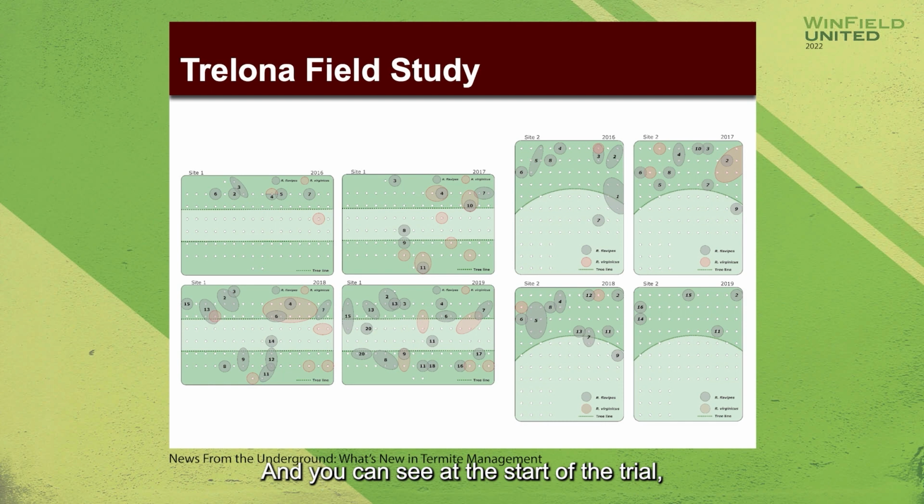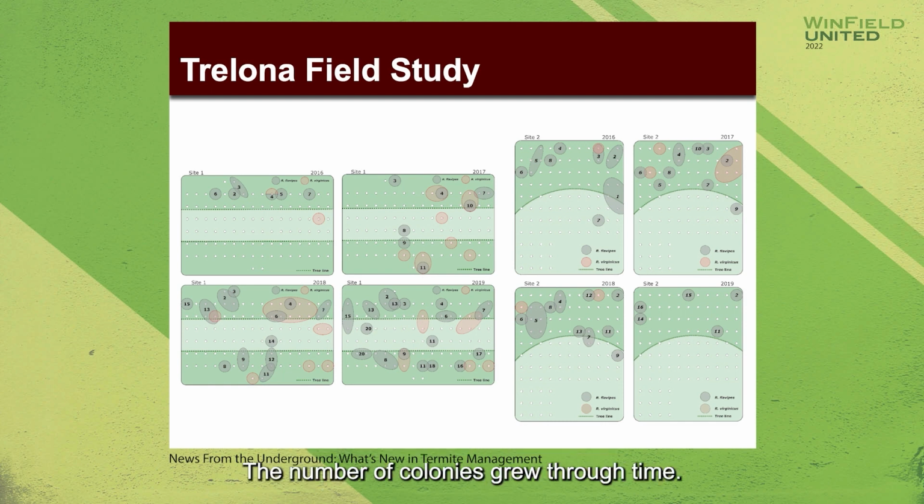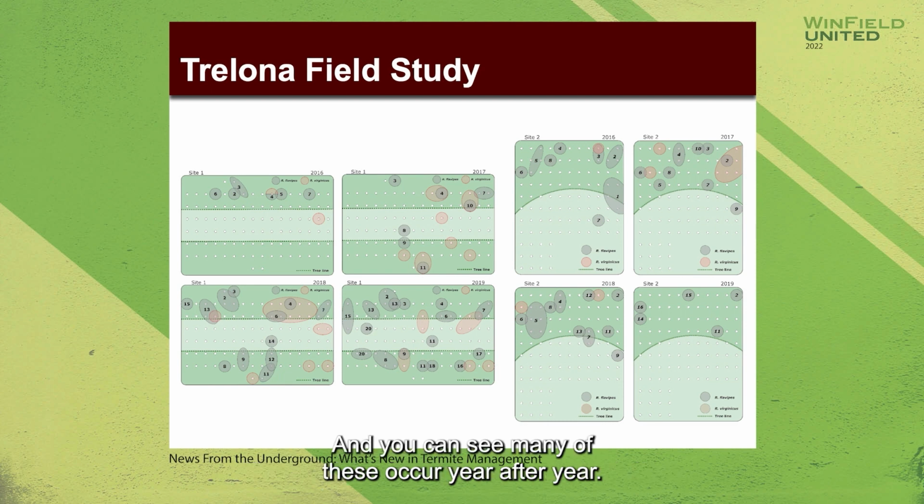So what you're looking at here are both of those 2 field sites through 4 years, so 2016, 17, 18, and 19. This was our control site, and you can see at the start of the trial, we had a number of numbered and named colonies. The number of colonies grew through time. And you can see many of these occur year after year. Now, they may be in a slightly different location, like this colony number 3 had moved over a couple of feet to another bait station from 2018 to 2019.